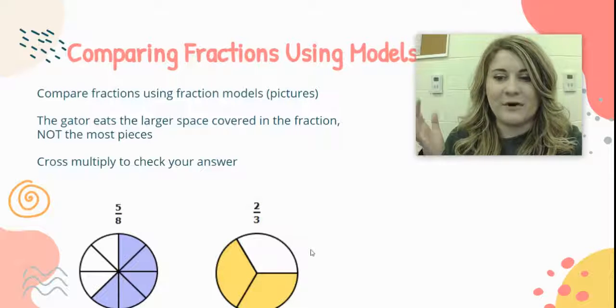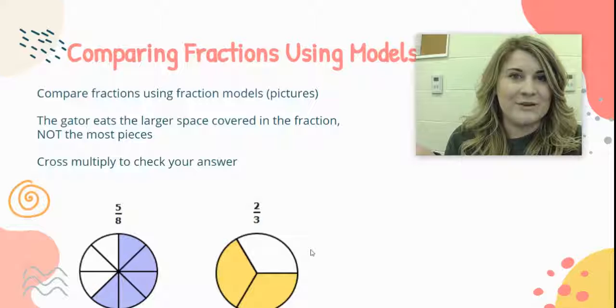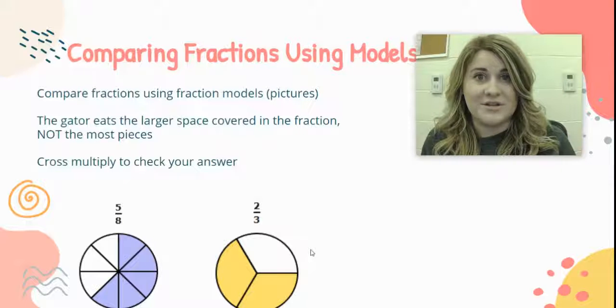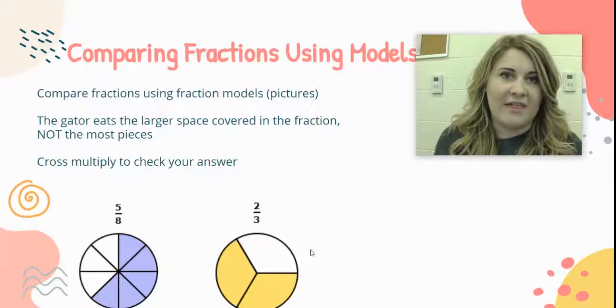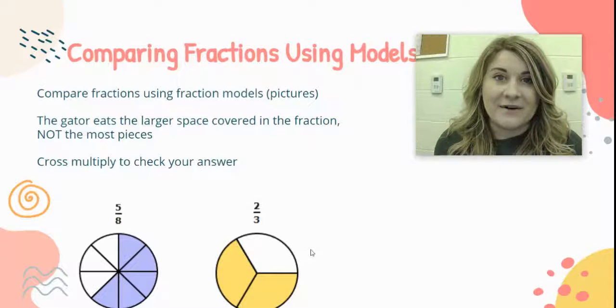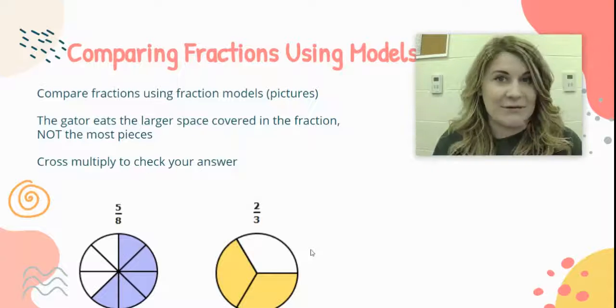This fraction, the purple fraction, is divided into 8 parts, so the parts are much smaller. The yellow fraction is divided into 3 parts, so the parts are much larger. So it's not really fair to count up the number and just go off of that. You can't do it that way unless the bottom number is the same on both sides, okay? These fractions are not the same on both sides.